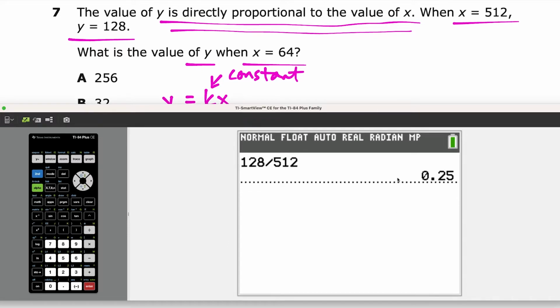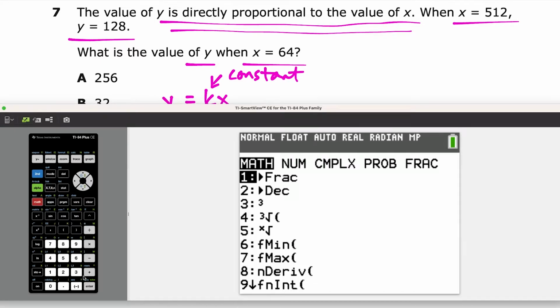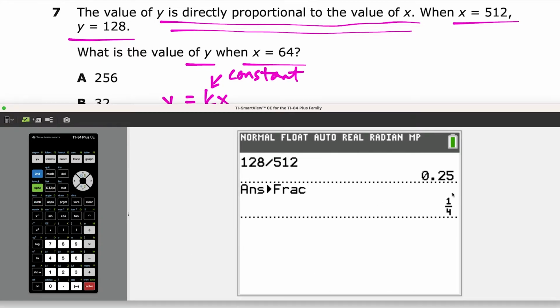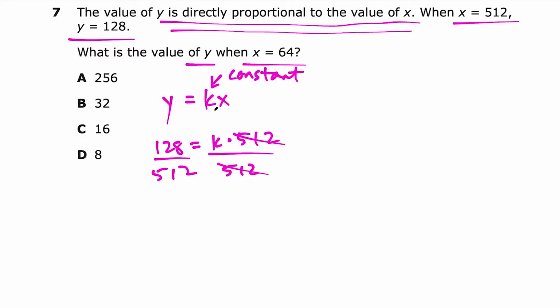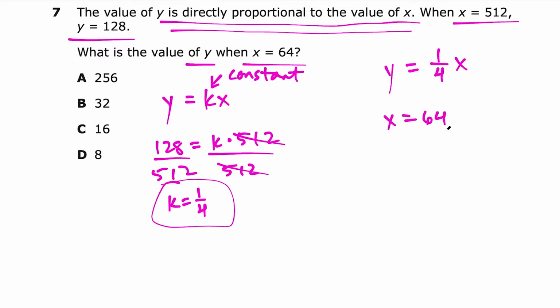This simplifies to 0.25, or if you don't know that that's 1/4, you could press math, enter, and that'll tell you k is equal to 1/4. So we have k is equal to 1/4. And now what we do with this information, we're going to plug that back into y equals kx. So now we have y equals 1/4 x. So now what is the value of y when x is 64? We're going to plug in x equals 64, and we'll have 1/4 times 64. And if we do the multiplication here, 1/4 times 64, or you could say 64 divided by 4, is 16. So choice C is our answer.